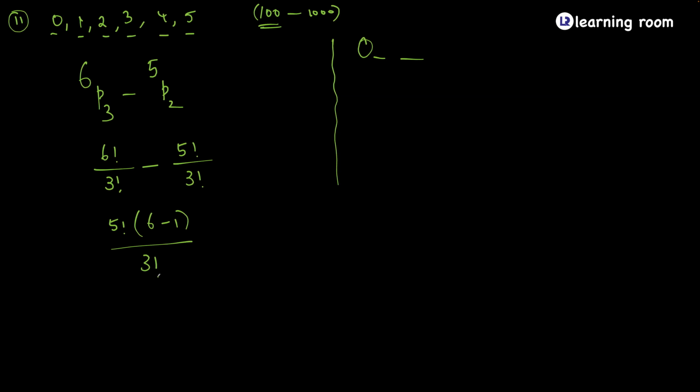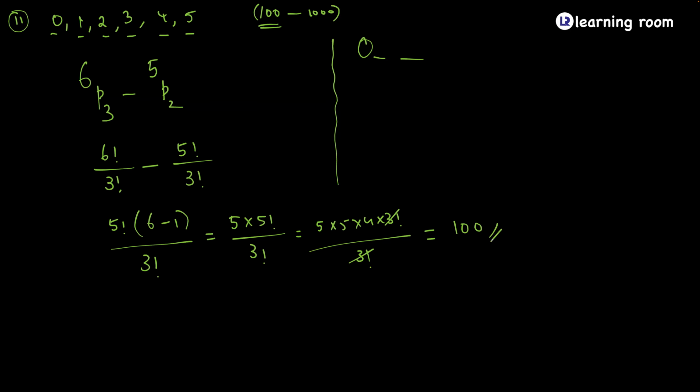5 minus 2 factorial. n factorial by n minus r factorial. So 5 factorial into 6 minus 1. So it is going to be 5 into 5 factorial divided by 3 factorial. This will be 5 into 4 into 3 factorial by 3 factorial. They both will get cancelled. 5 into 4 is 20. 20 into 5 is going to be 100. So 100 numbers can be formed.